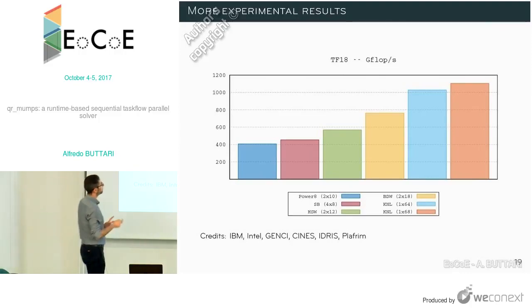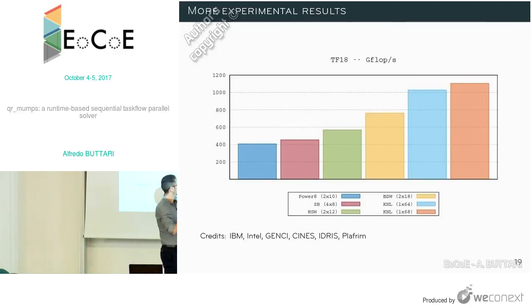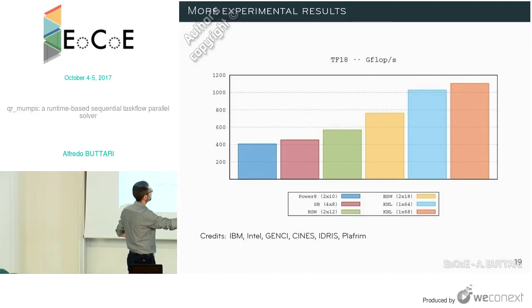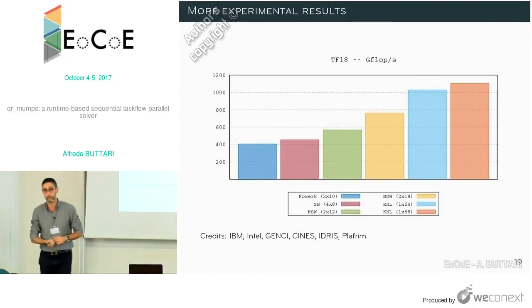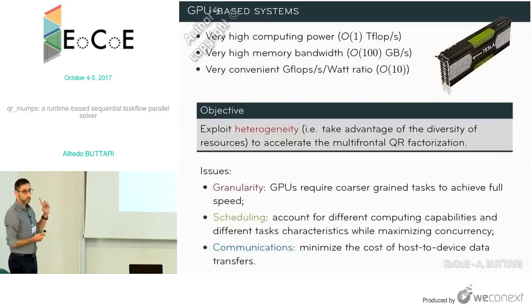Quick resume. This is CPU only code. We have 6 configurations: the 20 cores Power 8, 32 cores Sandy Bridge, 24 cores Haswell, 36 core Broadwell, and then 2 KNLs, 64 and 68 cores. This is always the same problem, so this is kind of the ideal matrix. What you can see is that on the 2 KNLs, we passed the teraflop mark, which is quite impressive for a sparse code, on a single node.